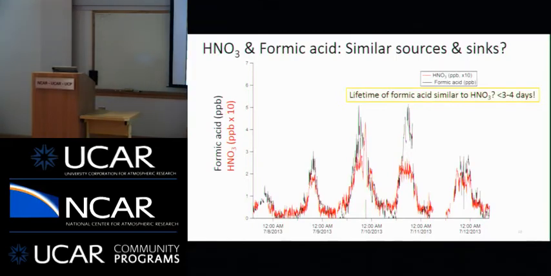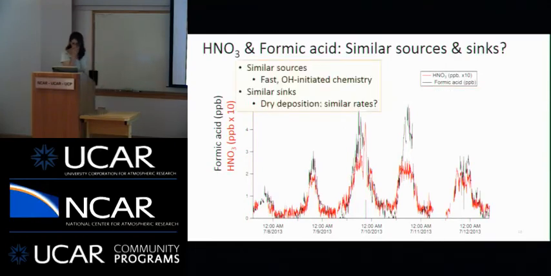There are some differences, which I assume come from NO2 discrepancies, because in order to make nitric acid, you need both OH and NO2. But I think what this tells us is a couple of things. First, that the lifetime of formic acid is similar to that of nitric acid, so we're looking at a lifetime on the order of hours. Then we can say that these have similar sources, so some fast OH-initiated chemistry. They have similar sinks. And my initial thought was, does this mean that the dry deposition is occurring at similar rates? Because that doesn't make any sense.